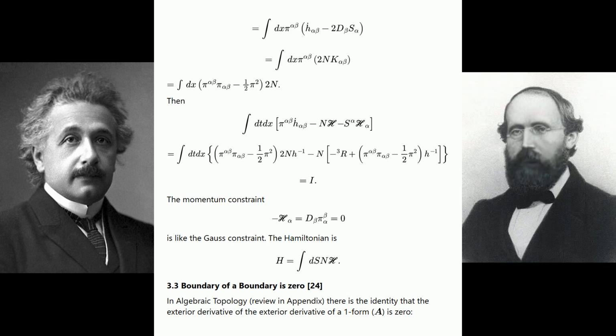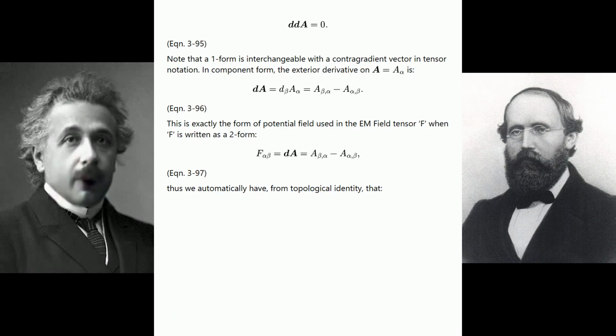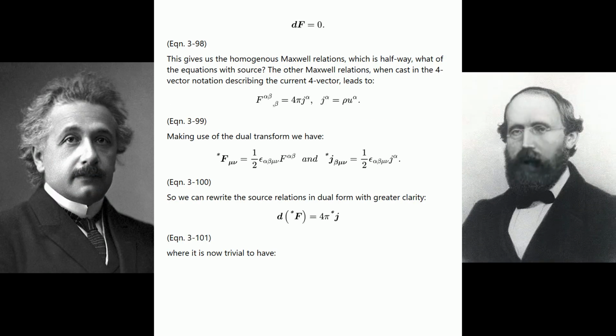3. Boundary of a boundary is 0 in algebraic topology. Review in appendix. There is the identity that the exterior derivative of a one-form A is 0. Equation 3-95. Note that a one-form is interchangeable with a contragradient vector in tensor notation. In component form, the exterior derivative of A, with components A sub alpha, is equation 3-96. This is exactly the form of potential field used in the EM field tensor F when F is written as a two-form, equation 3-97. Thus we automatically have, from topological identity, that equation 3-98.